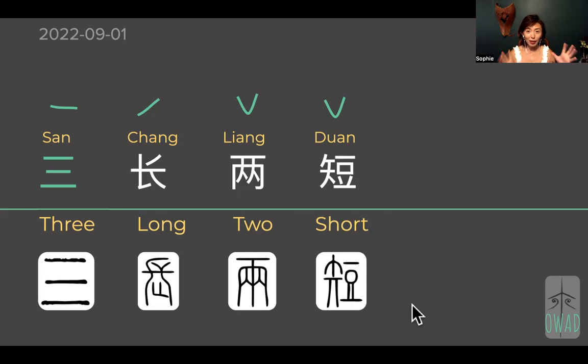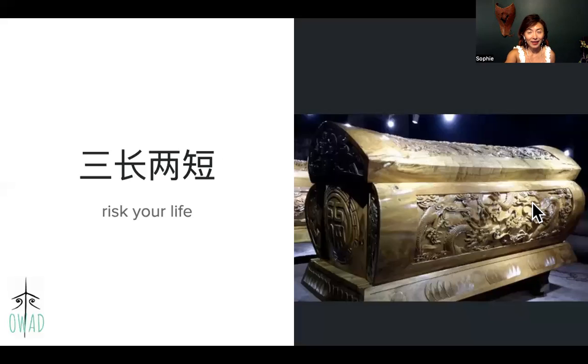So what does it mean? Three longs and two shorts. It means this risk is so high, it can cost your life. The three longs and two shorts are simply the structure of a coffin. So for the coffin, we don't consider the lid, but simply the three long panels. Imagine the material of coffin making. It will have two walls and the bottom.